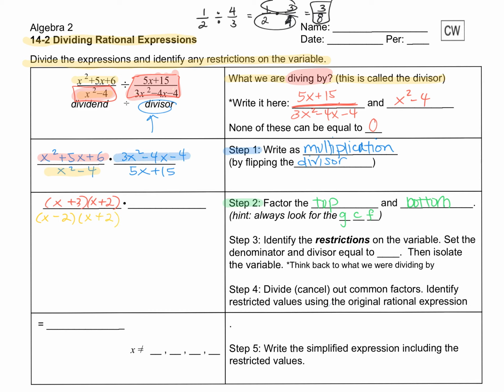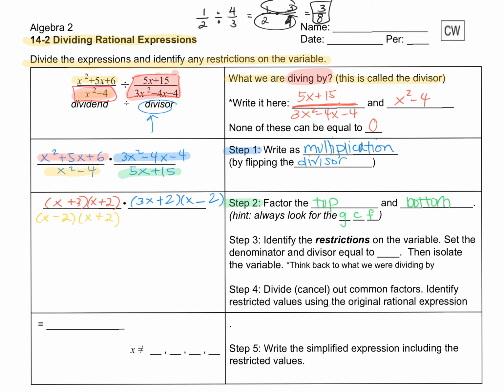Over here, 3x squared minus 4x minus 4. If I factor that, I'm going to have 3x and x for the first values of those binomials. And then for negative 4, it's 2 and 2, and one of them needs to be negative. So this one needs to be negative, and this has to be positive.